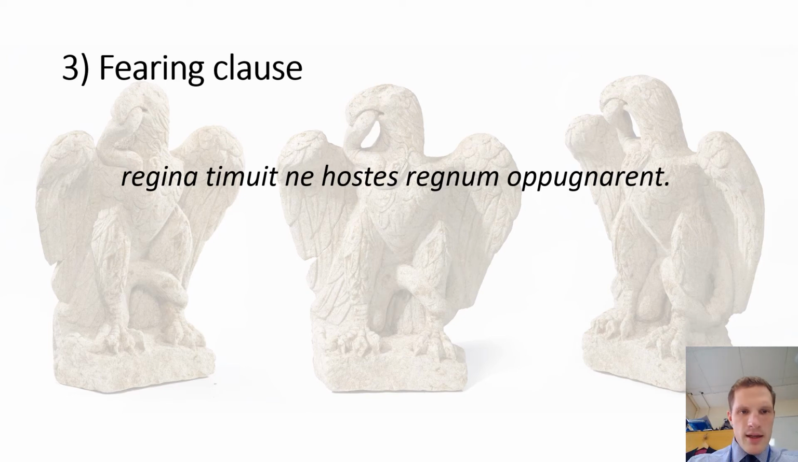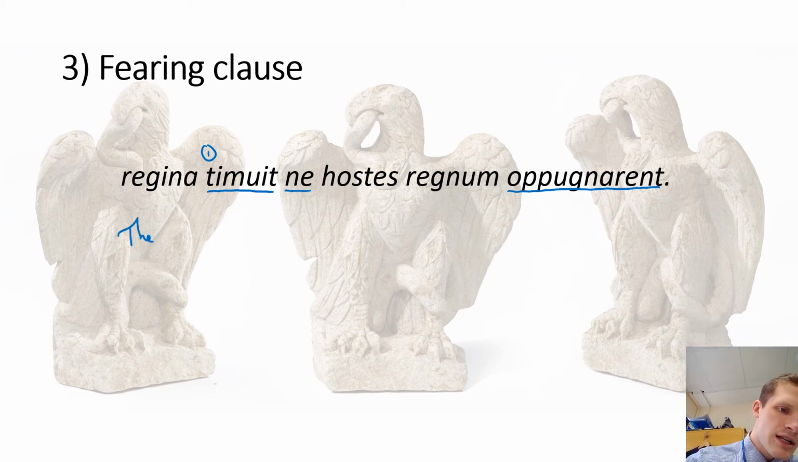So first of all, let's identify the three parts of this sentence that tell us that we have a fearing clause. So first of all, we have our verb of fearing. We have timuit here in the perfect. We have ne, which is introducing our fearing clause. Remember that we're going to be translating ne as "that." And we have oppugnarent coming at the end of the sentence, which is our imperfect subjunctive. And we need to remember that this is going to be a fear that something will happen in the future. So we're going to translate it as "would."